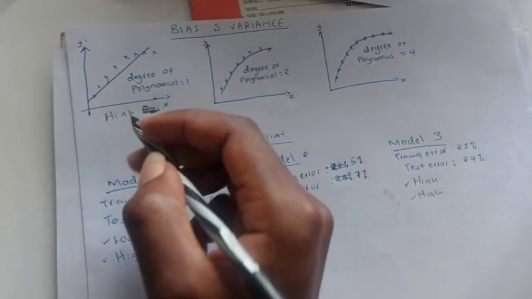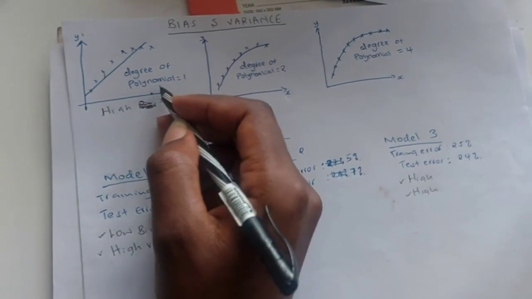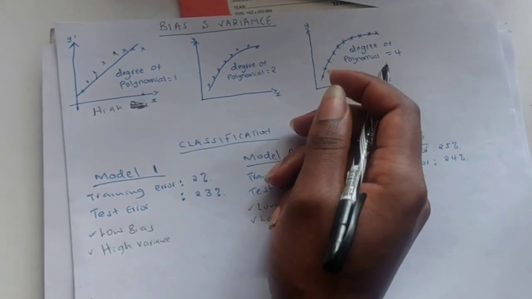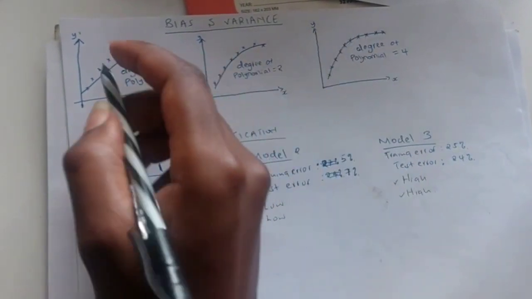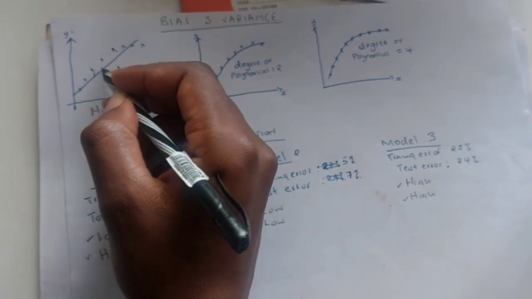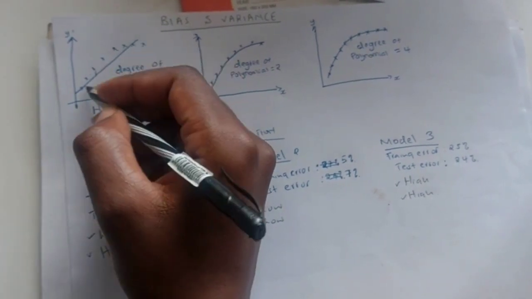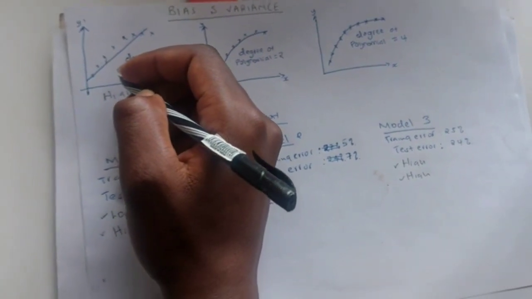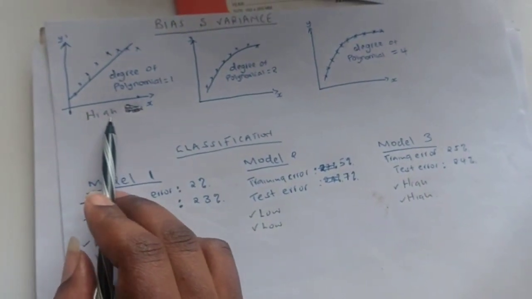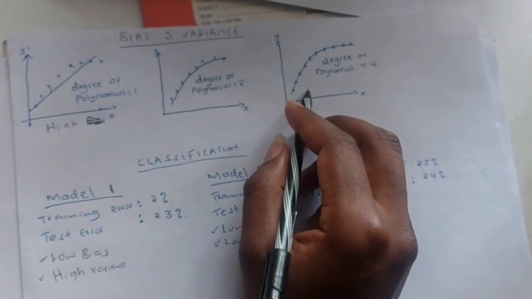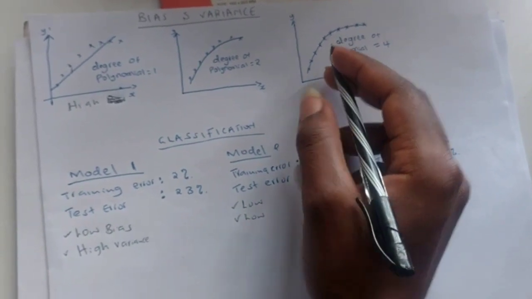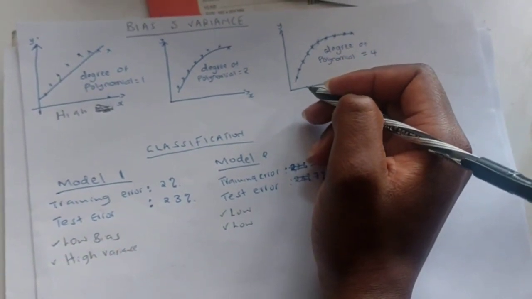Okay, as you can see, in the first one, the degree of polynomial is 1. In the second one, the degree of polynomial is 2. Third one, the degree of polynomial is equal to 4. So when we come to the first one, these actual points are far away from the predicted points. So you can say that the R-squared error is very high in this one. But in the fourth one, you can see that these points are exactly fitted. This is the condition where each point is exactly fitted to the line.